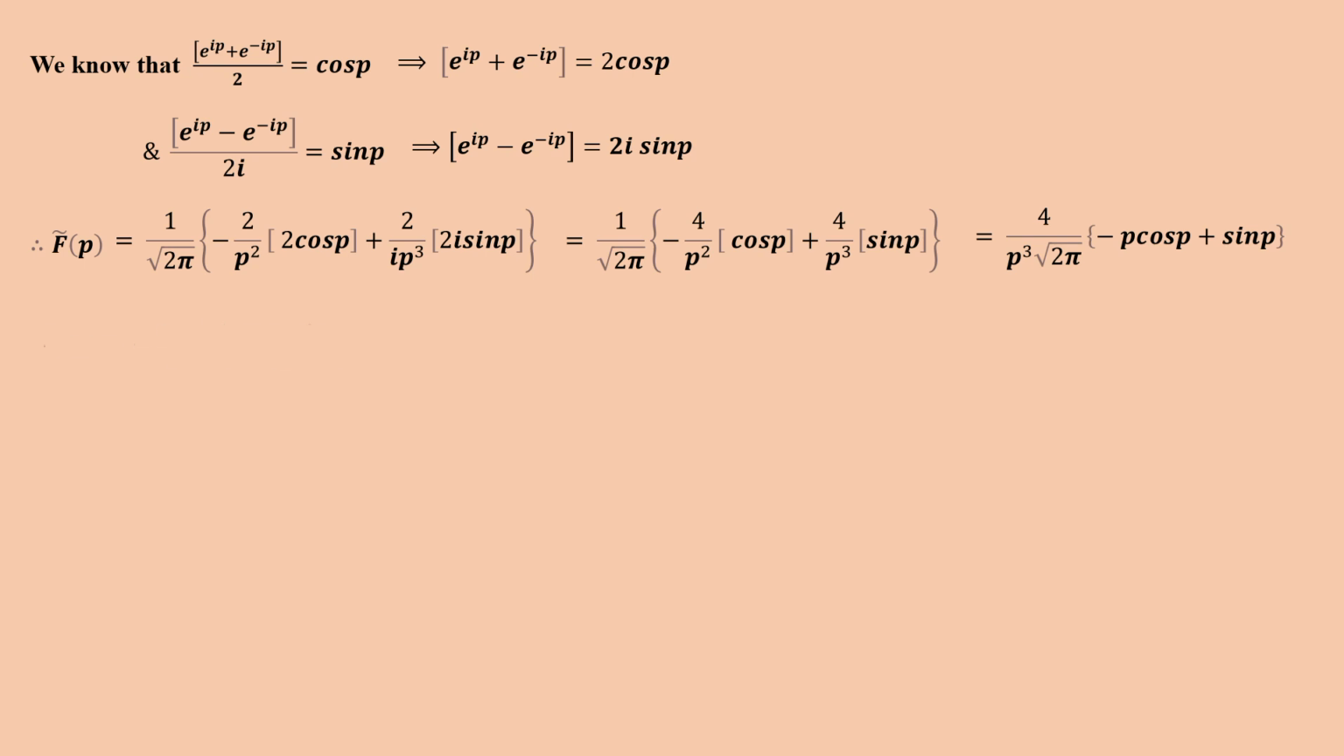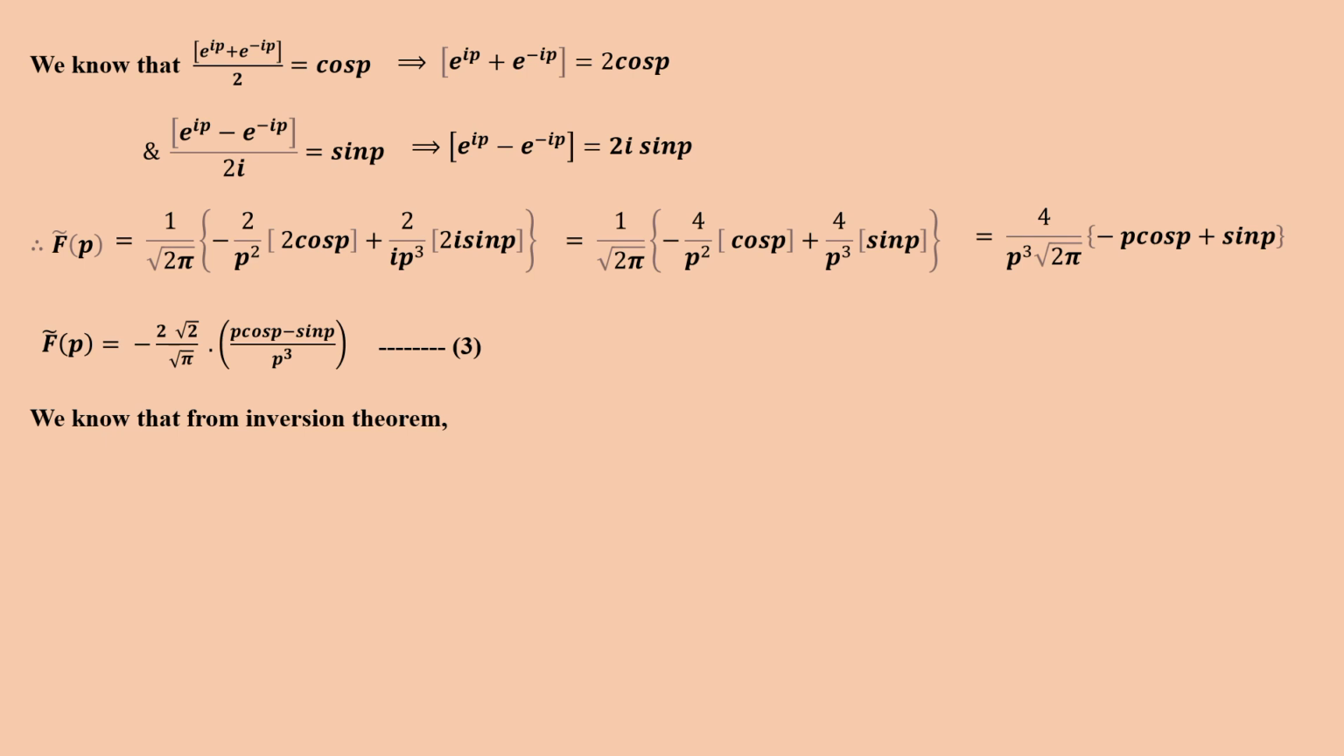plus sin p. So f bar of p is equal to 2 root 2, because 4 can be written as 2 root 2 into 2 root 2, so root 2 and 2 get cancelled, and remaining you will get 2 root 2 in the numerator. Take that minus outside: minus 2 root 2 by root pi, p cos p minus sin p by p cube. That is equation number 3.